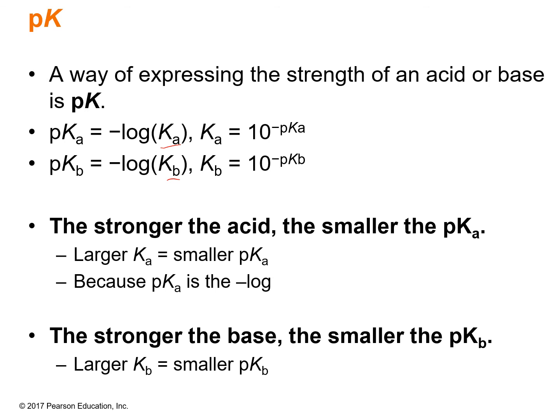So remember, the larger the Ka, the stronger the acid. However, the smaller the pKa, the stronger the acid as well. Because remember, these are inversely related. The same goes for bases. If you have a large Kb, remember that means that you have a lot of hydroxide ions. You have a bigger number in the numerator. However, if you have a bigger number in the numerator, your pKb will be smaller.